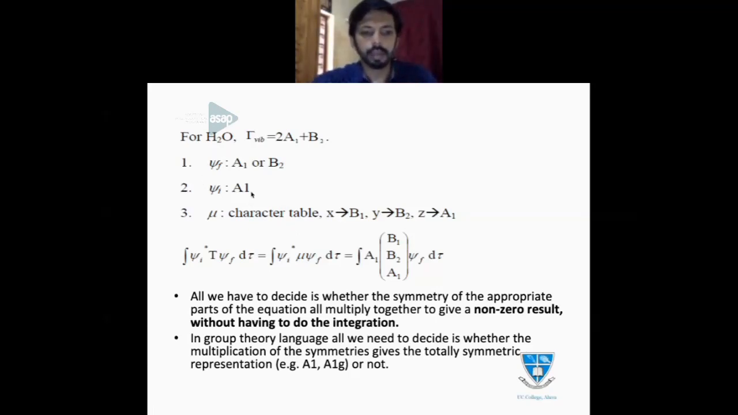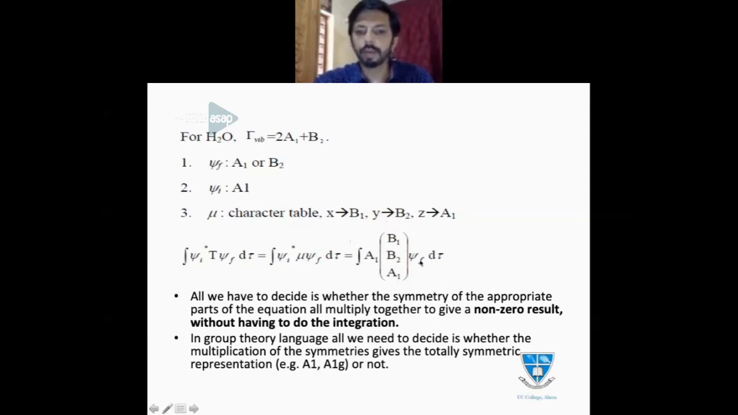In this integral, psi i mu psi f, psi i must always be symmetric, that has to be A1. So our transition moment integral, the integral of psi i mu psi f d tau, is equal to the integral of psi i, which we already mentioned has to be A1, completely symmetric, and this is mu. Mu can take the form mu x, mu y, mu z. So mu x is B1, mu y is B2, and mu z is A1.